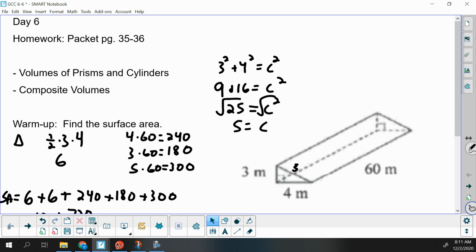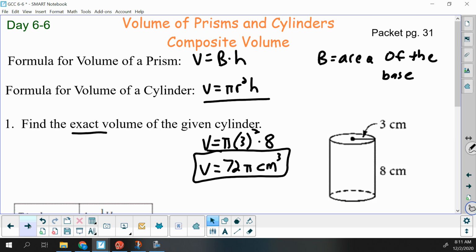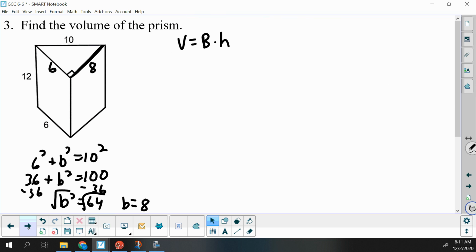Well, if we look at the one we just did, this is also a 3, 4, 5 triangle, but everything was just doubled. So you could also have a 3, 4, 5 with everything tripled, where it's 9, 12, 15. You could have 3, 4, 5 where everything's quadrupled, so 12, 16, 20. So being on the lookout for those can save you some time so you don't have to do the Pythagorean theorem.